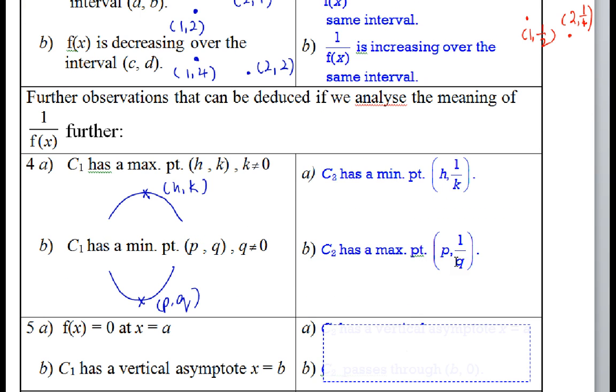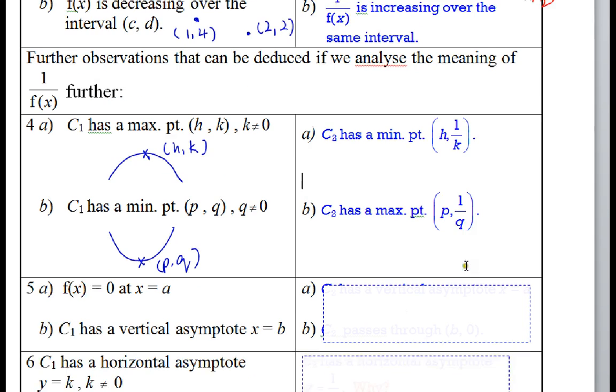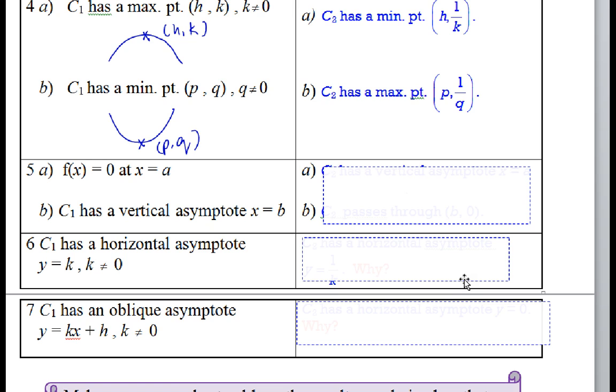Okay. So, if it has a minimum point, it will decrease here, increase there, so it will increase here, decrease there, so it should have a maximum point. Clear cut. Am I right? You can figure it out by yourself. Now, a few more points, okay? A few more points.